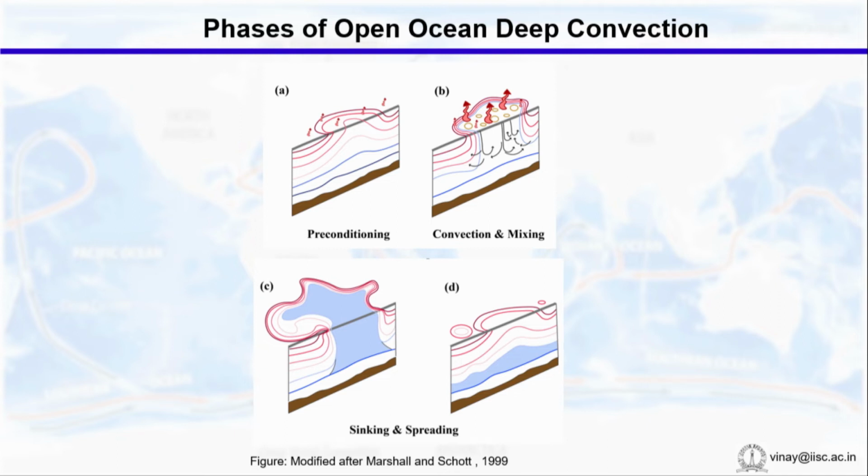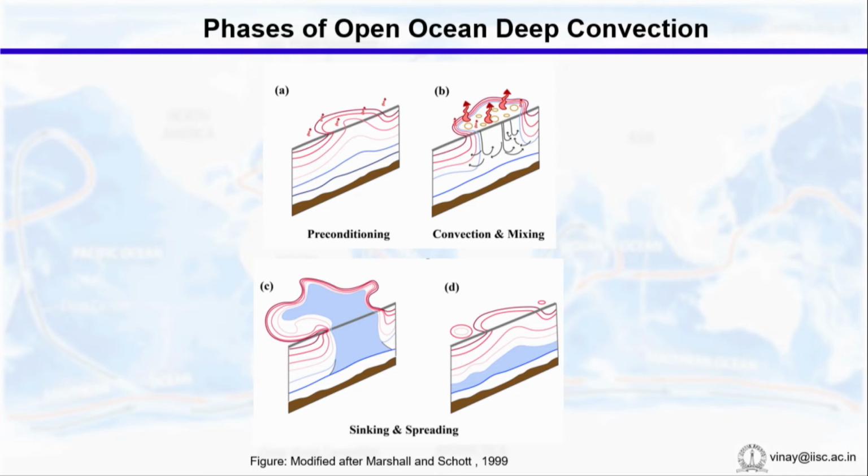The process of deep convection and sinking happens in 4 phases. The first phase is called preconditioning. The second is convection and mixing. The third and fourth are sinking and spreading.